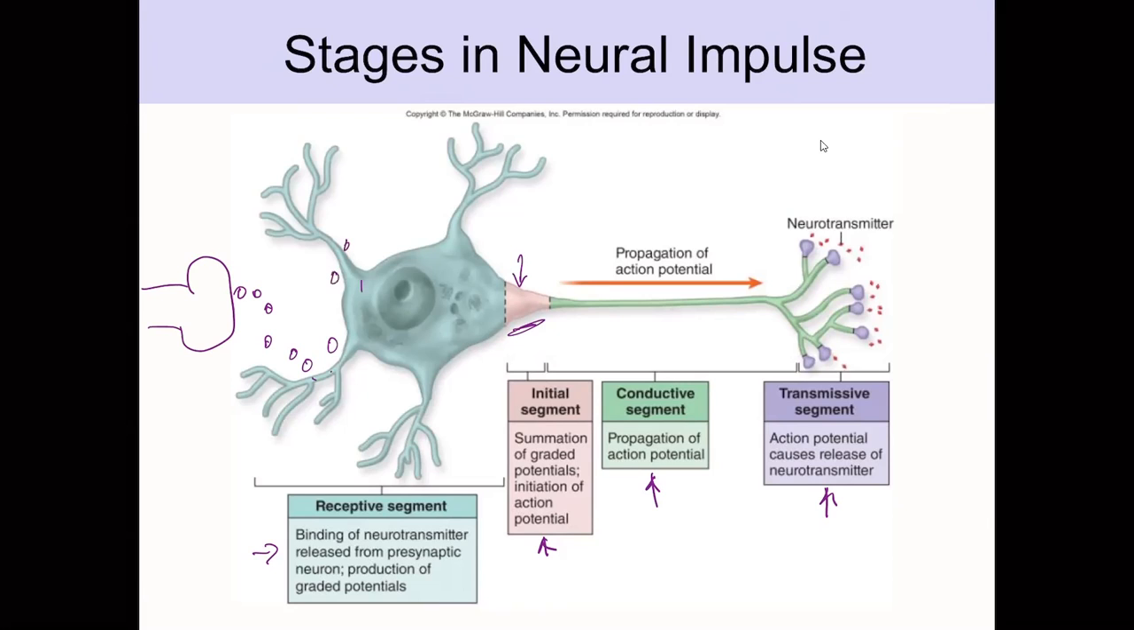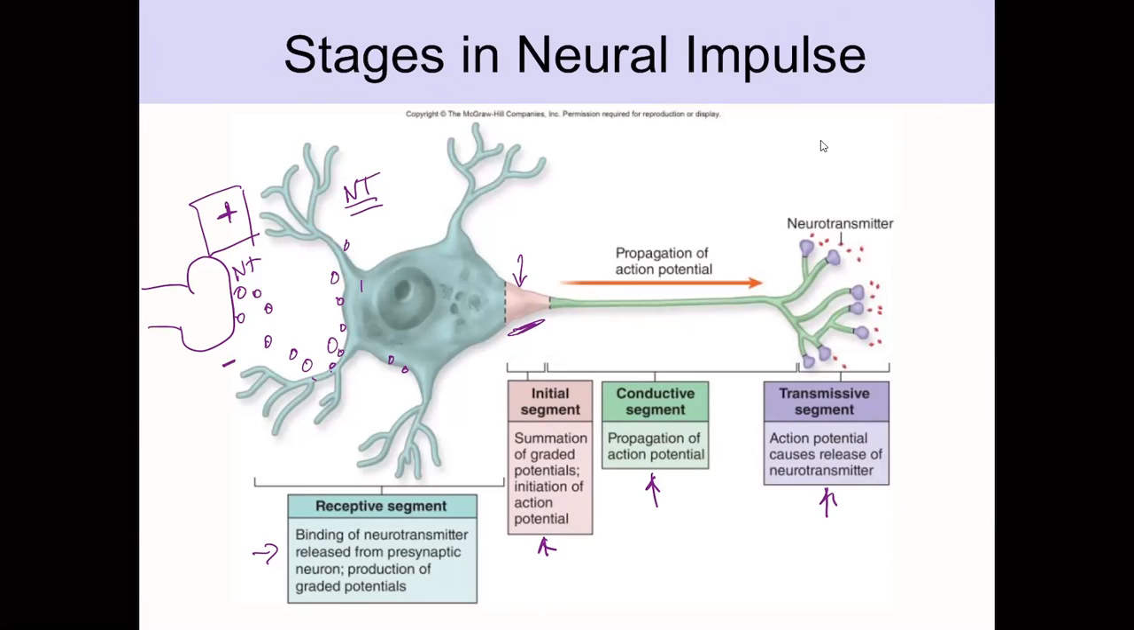The neurotransmitters coming from here could be positive and excitatory, or they could be negative and inhibitory. They're going to bind and cause a change in the electrical potential to occur. If we sum up the change, that's when we determine whether we go forward or we don't go forward. If we have enough positives, we can make the neuron fire.